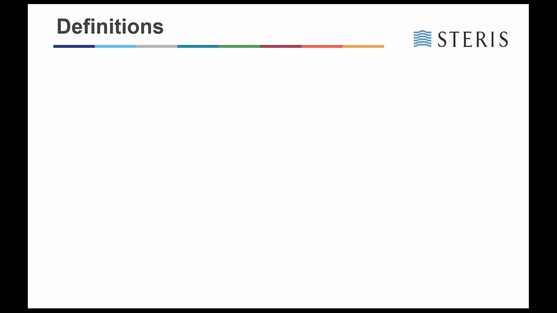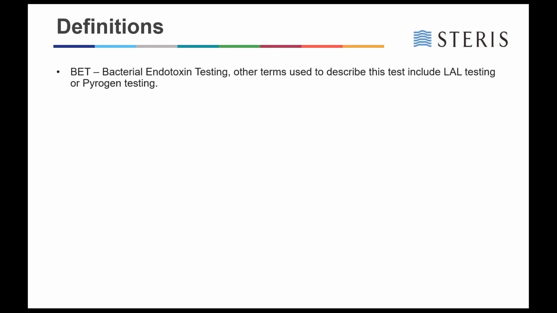At first, let's talk about some key terms that we will use in this Tech Talk and give you some detailed definitions, what we actually mean with them. So the first, of course, most important definition is what is BET? So when we're talking about BET, we mean bacterial endotoxin testing. Other terms which are often used to describe this test include also the abbreviation LAL testing or Pyrogen testing.